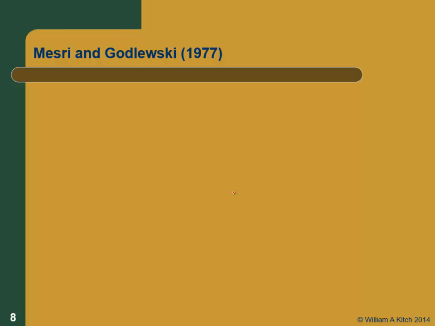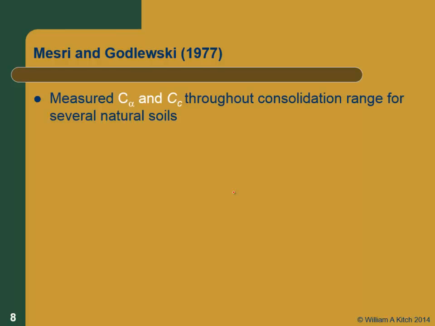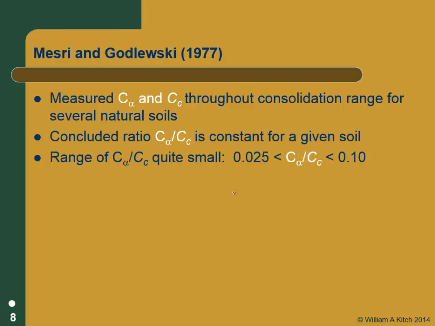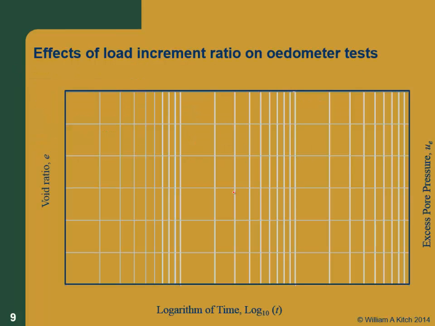So this is Mesri and Godlewski's work. What they did was measure C sub alpha and C sub C throughout the consolidation range for a bunch of natural soils. And they concluded that C sub alpha over C sub C was constant for a given soil. We've discussed this already. And that this range was relatively small. And we've actually discussed the paper after this one.